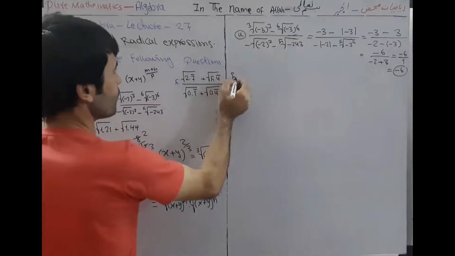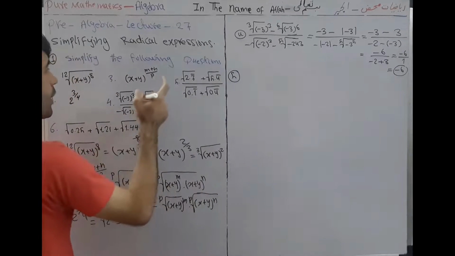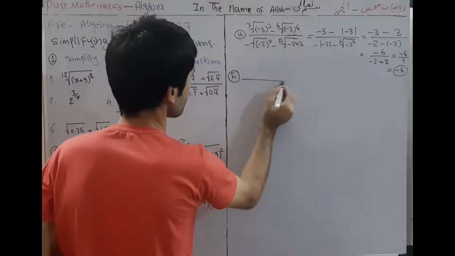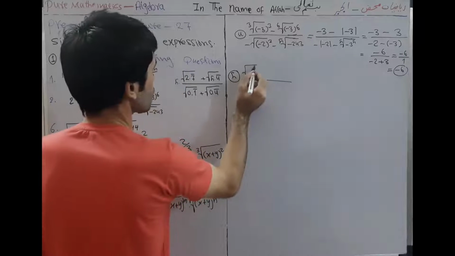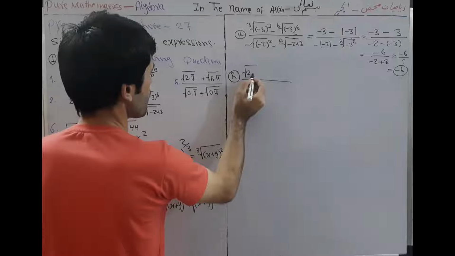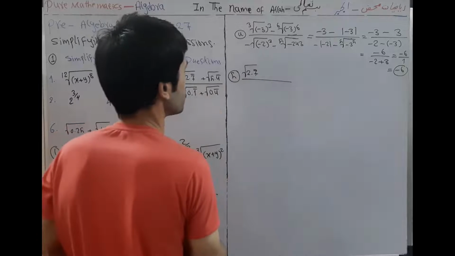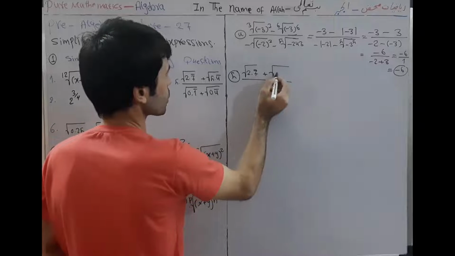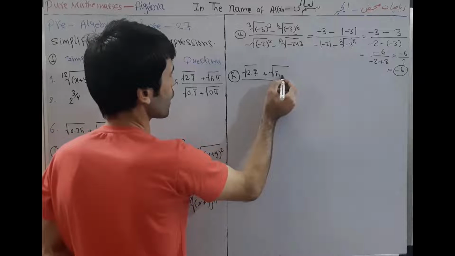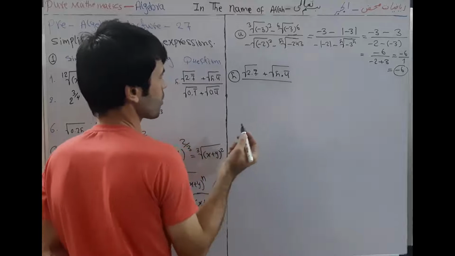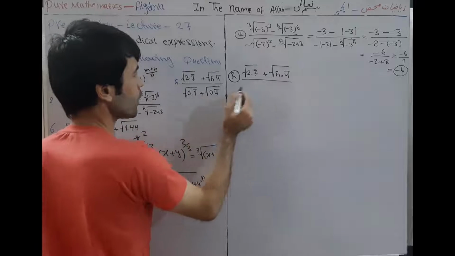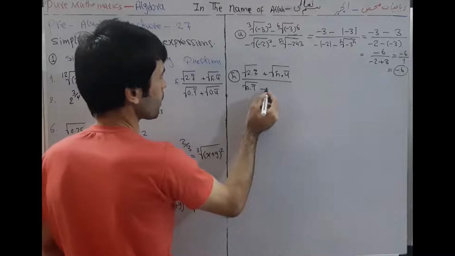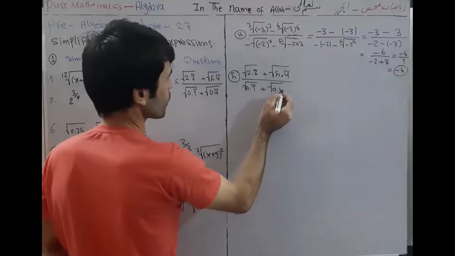Question 5: we have non-terminating numbers. The square root of 2.7, non-terminating, plus the square root of 5.4, we can read as on the board, over the square root of 0.1 plus the square root of 0.4.